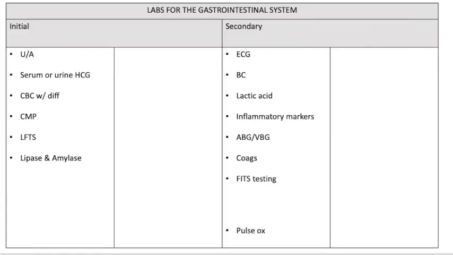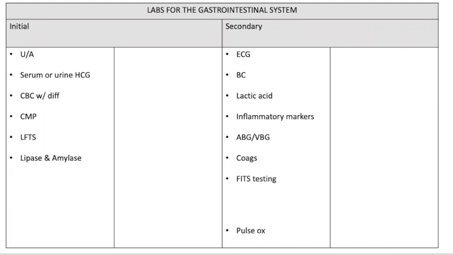All right, let's take a look at labs for the gastrointestinal system that are going to be used in our acute abdominal workup. So we would get a urinalysis, obviously, to rule out any infection, urinary tract infection, or possible pyelonephritis, and it may also identify a kidney stone. Next up is the serum or urine HCG, which would be pertinent for those who have the ability to become pregnant. CBC with diff, so you're looking for a leukocytosis, which is often present, especially if we have an inflammatory or infectious process such as appendicitis, cholecystitis, PID, PUD, acute mesenteric ischemia, intussusception, or hepatic abscess. It's likely going to show up for many of our problems.